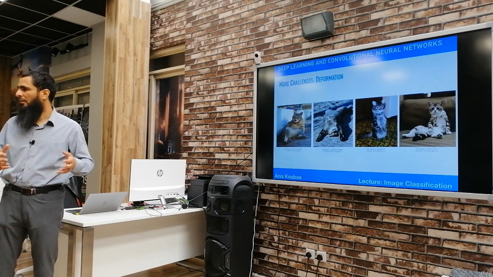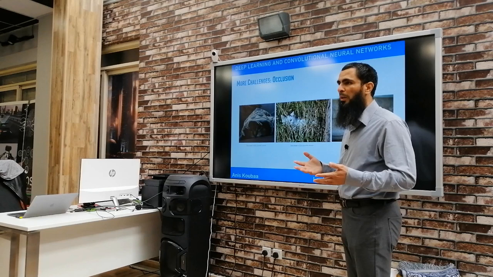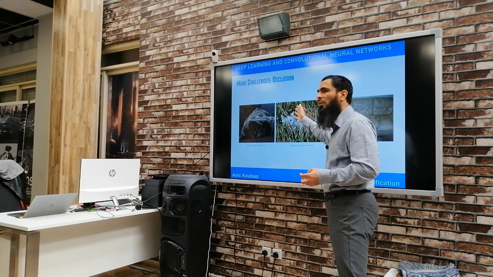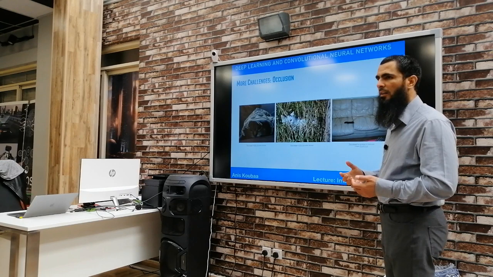You can have occlusions, okay? So for you, it's very easy to understand that there is a cat here. But for a computer, it's pretty difficult because there is a lot of noise. The grass here represents the noise that occludes a big part of the cat. And even here, you have only the tail of the cat. So it's really very difficult. Here it's also occluded, you have only the head.